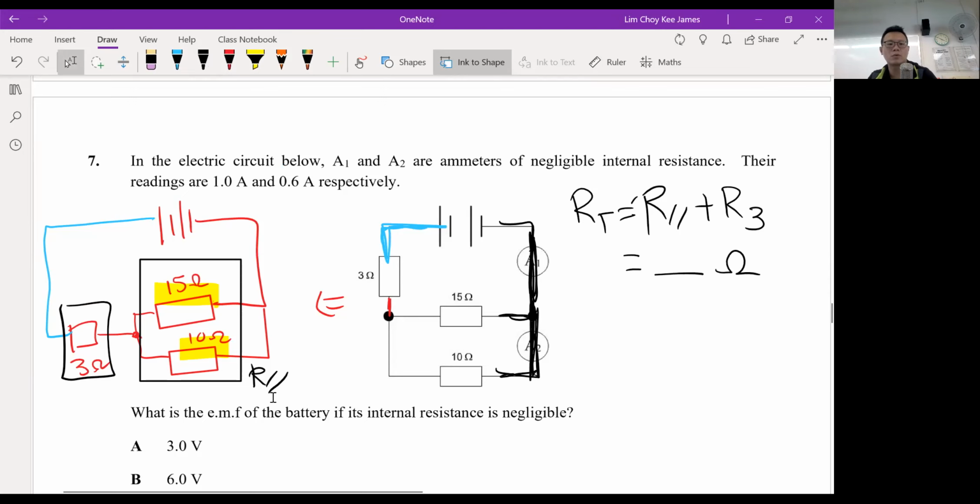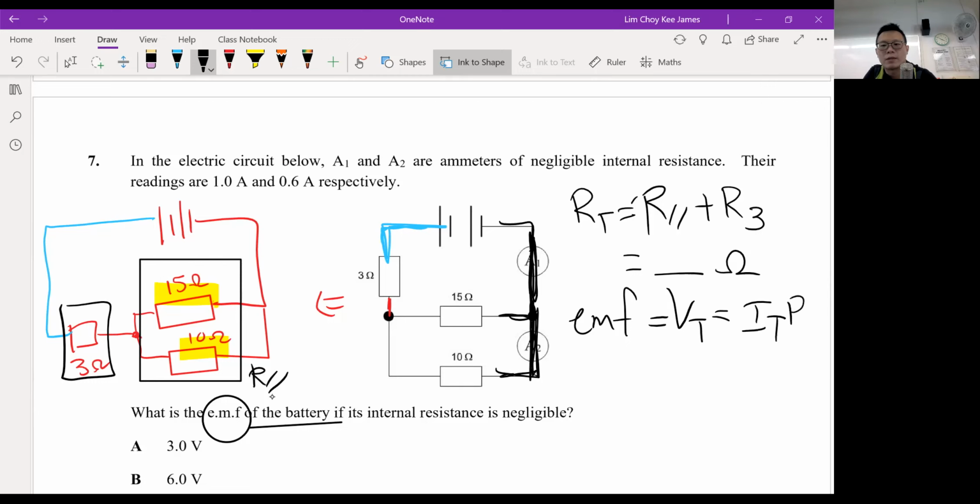Then the question asks for the EMF of the battery, or what we call V total. Same thing, let's use Ohm's law. Ohm's law says that V equals IR. If I want VT, I'll have IT and RT. So what is the current in the circuit? Where is IT? IT refers to the current coming out from the battery. Based on the question, the ammeters read 1 amp and 6.6 amp.